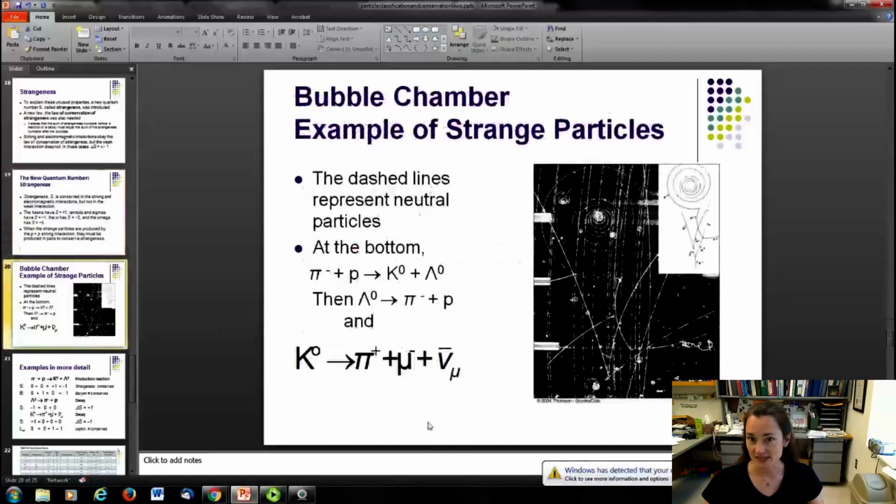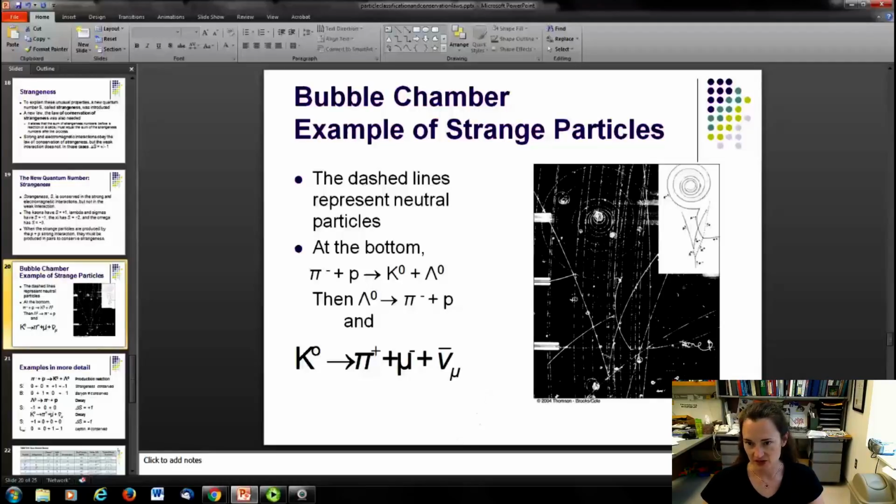Here's an example, a picture, if you will, of a bubble chamber where some strange particles have been created. What impresses me about this is that physicists at the time actually took these traces, studied them for a really long time, and then based on the trajectories and the radii of these circles as they move through the magnetic field, they could figure out what was going on. I'm not sure I could have done that in 1930. I'm pretty impressed. Anyway, the dashed lines in this figure represent neutral particles.